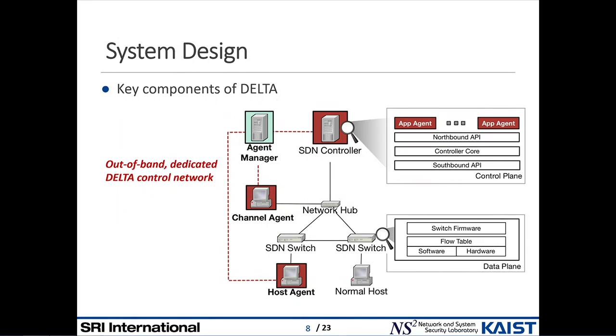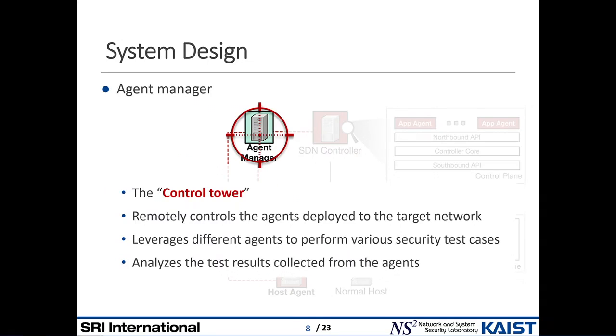application, channel, and host agent. The agent manager communicates with all the agents in the network using a dedicated Delta control channel, and this channel is shown as a red dotted line in this figure. And as you may have noticed already, the agent manager is basically a control tower that controls and manages all the agents in the network.